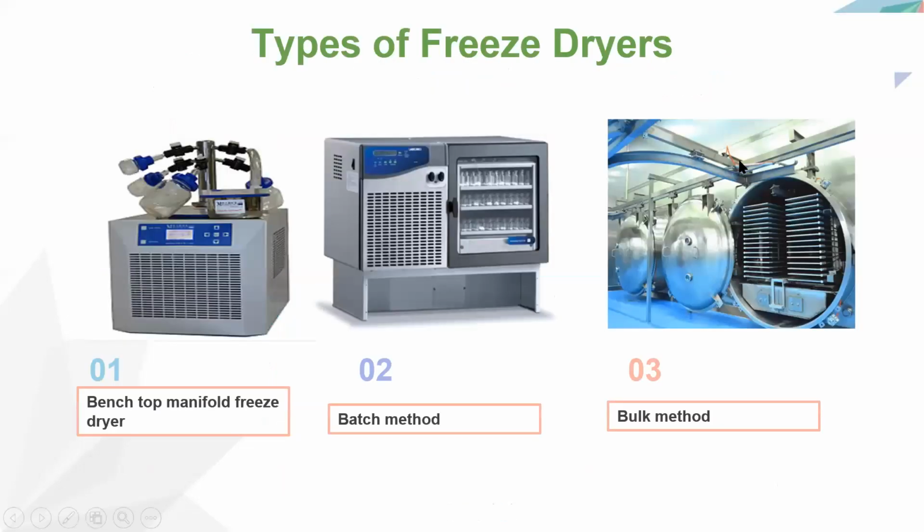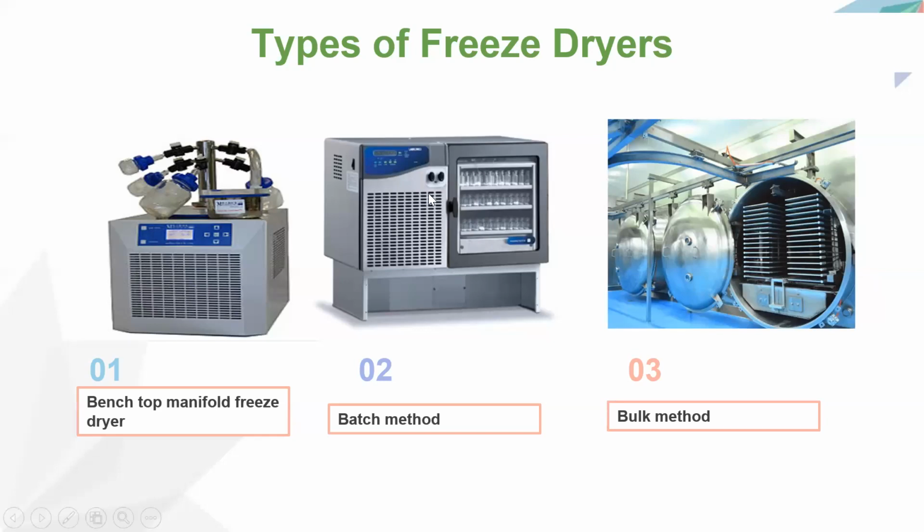So what are the types of freeze dryers? There are 3 methods that can be used in the freeze drying process. Number 1, the benchtop manifold freeze dryer, which is most commonly used in the laboratory, and I'll discuss it later. The second method is the batch method. In this method, large numbers of similar size container-like products are placed together in a tray, like tray dryers.